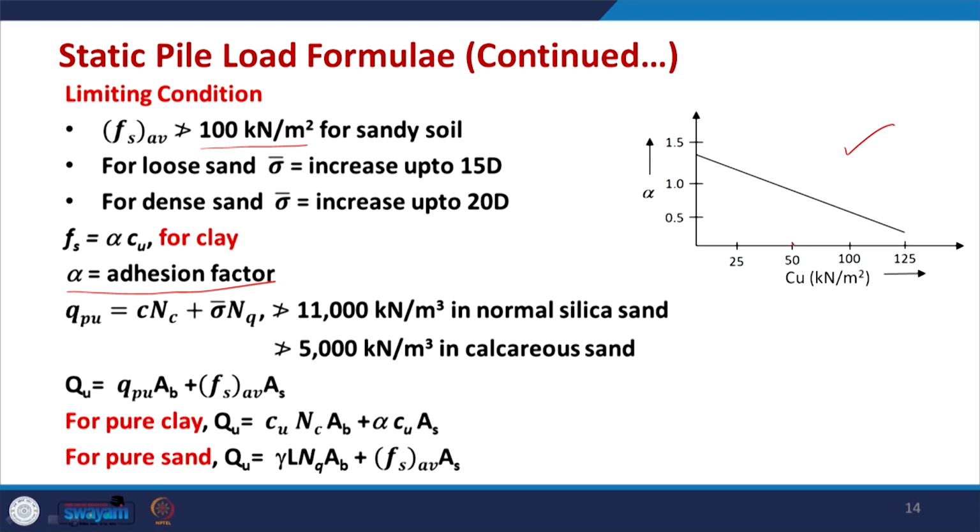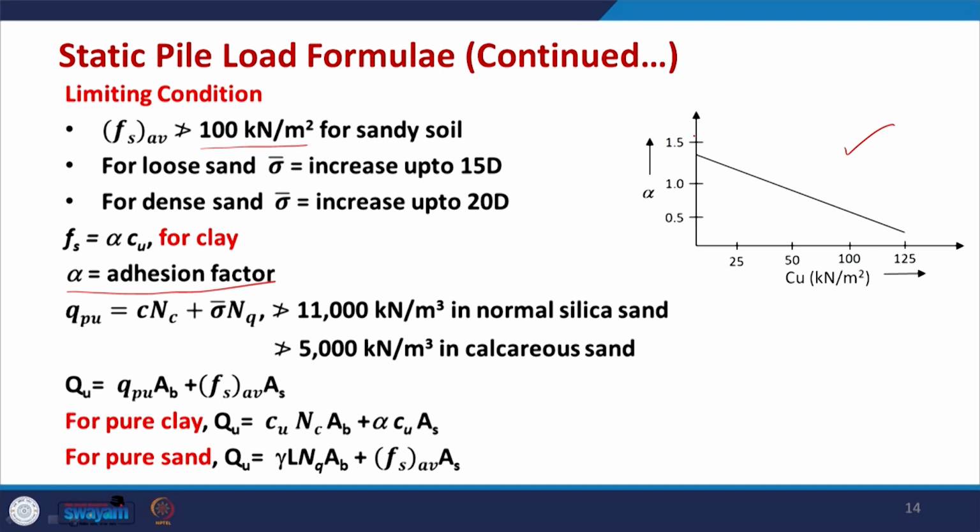Typically for, let us say, 50 and around that, alpha is in the range of 1 or so. You can see in this graph that alpha varies from 0.5 to 1.4 or so. So, if Cu is in the middle range, medium range, then the value of alpha will be around 1. Then once you find this, we are done with Fs.